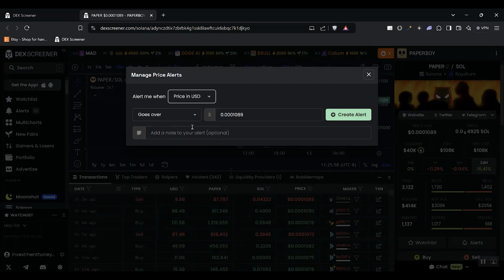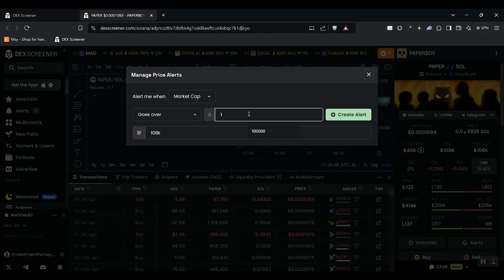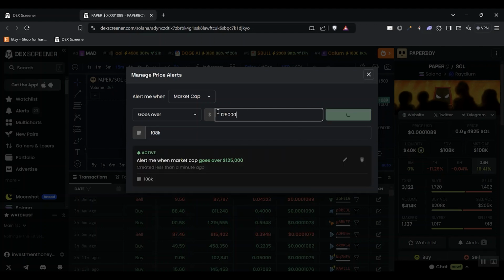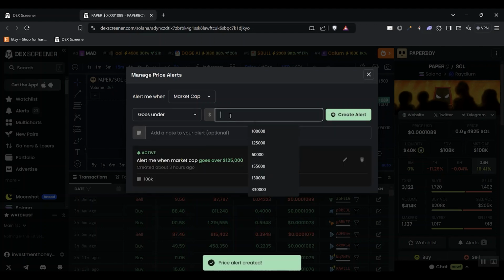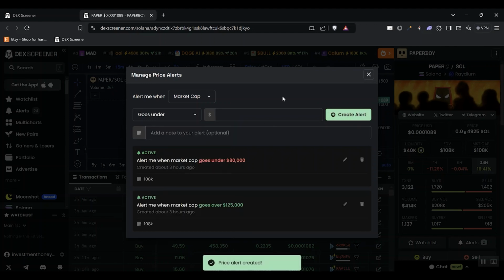So what we'll do, we're definitely going to go ahead and set an alert for this one. I'll just keep it over. So this is at 108, so we'll make our note at 108K. All right, and I want to see this get to 125. So we're going to set that alert, and then we're going to set one for going under. If we're at 108 right now, let's set it for, I don't know, 80K. All right, and we're going to make our note here again. Okay, so under, and there we go. So we're good to go.